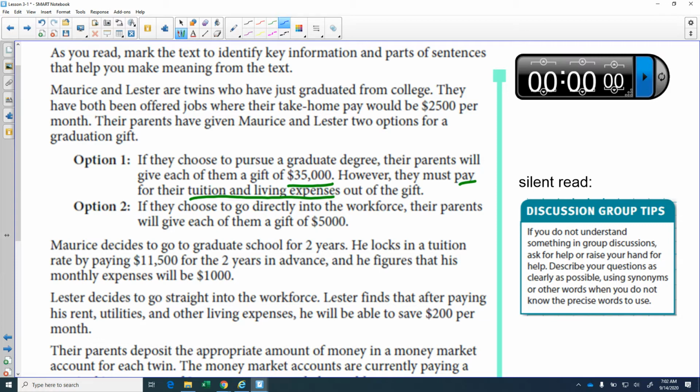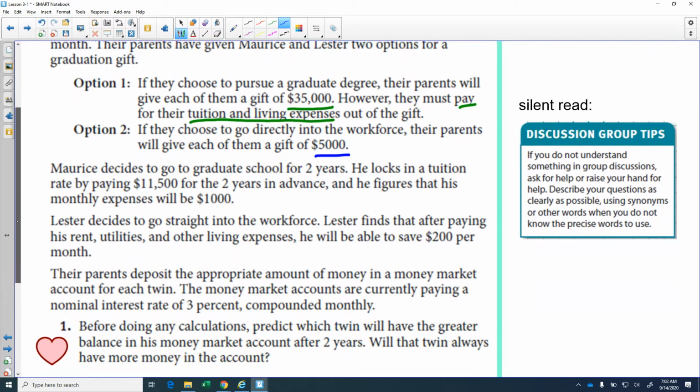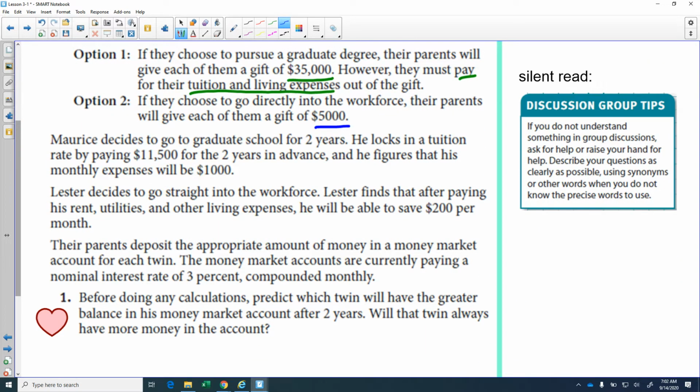The next one, option two: if they choose to go directly into the workforce, their parents will give them a gift of $5,000. Okay, so if they go to work, they get a $5,000 gift. If they go to college, they get $35,000, but they're paying for everything. This is where we have to really start looking into things.